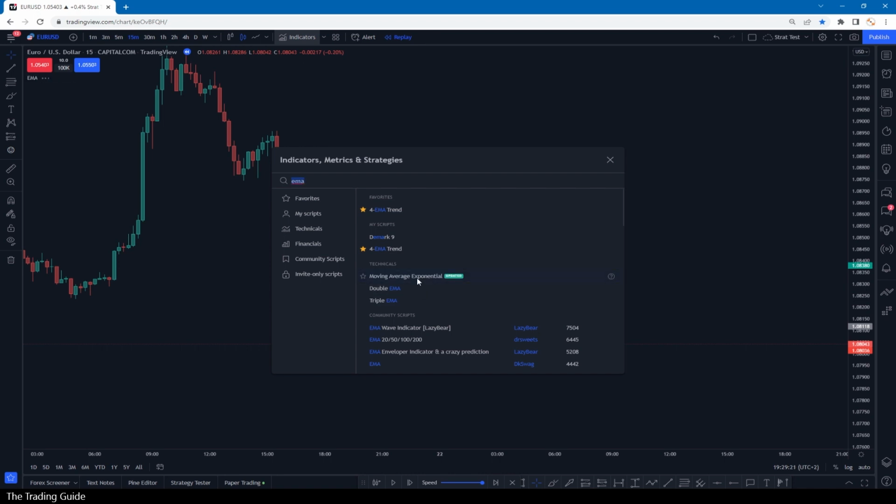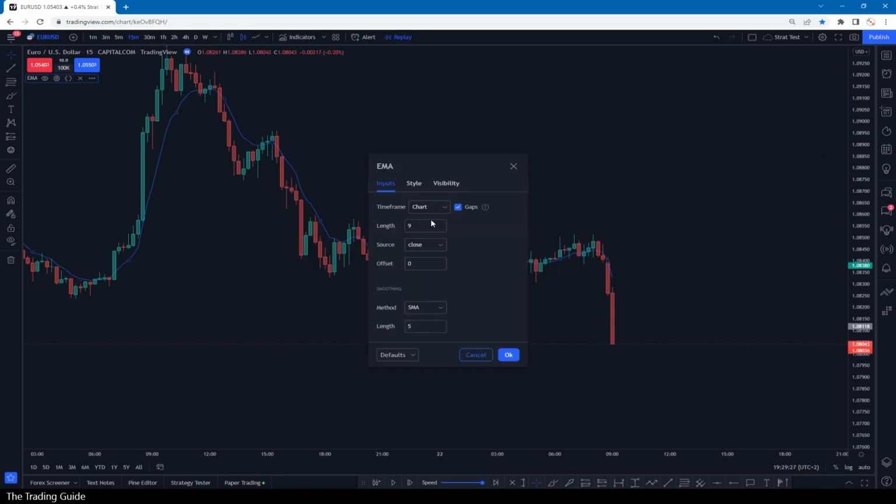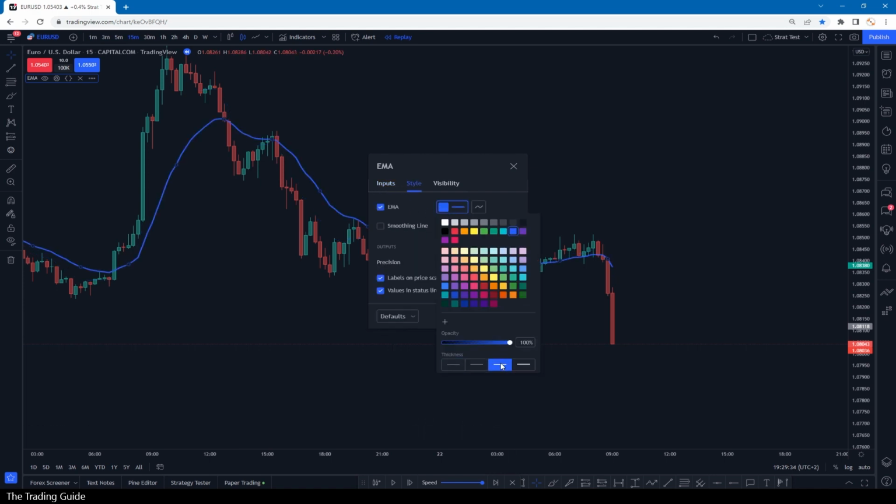The first one, the EMA, the exponential moving average. Then I open the settings and set the length to 20. And on the style tab, I make it a bit thicker.